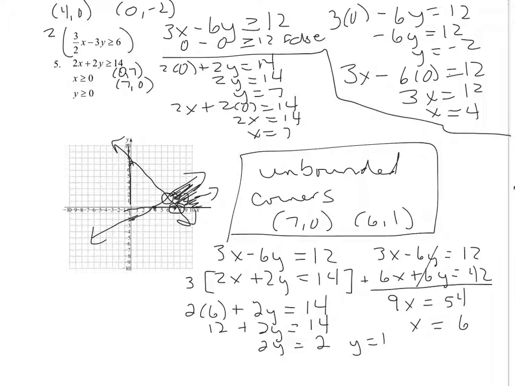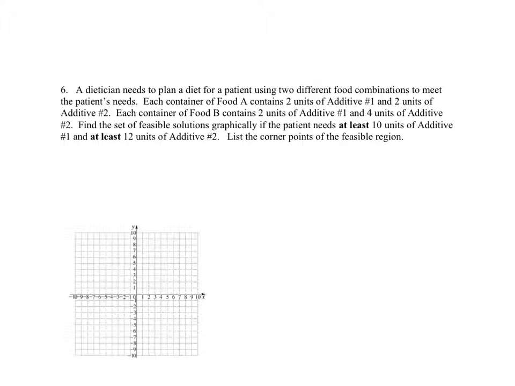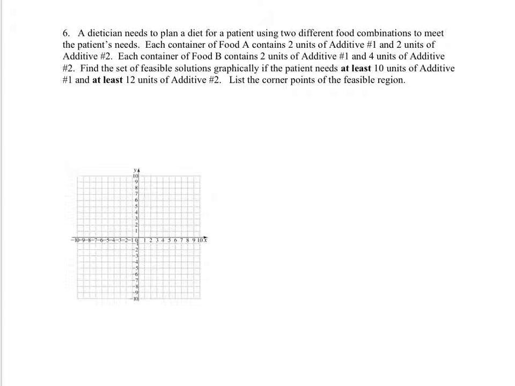Now let's look at a couple of application problems. All right, a dietitian needs to plan a diet for a patient using 2 different food combinations to meet the patient's needs. Each container of food A contains 2 units of additive number 1 and 2 units of additive number 2. Each container of food B contains 2 units of additive number 1 and 4 units of additive number 2. Find the set of feasible solutions graphically if the patient needs at least 10 units of additive number 1 and at least 10 units of additive number 2, and then we'll get the corner points of the feasible region.